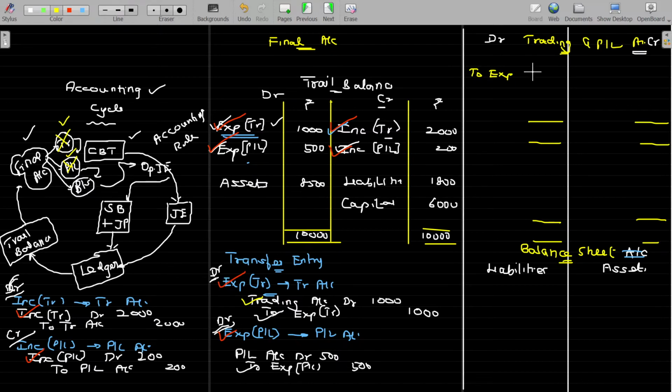Isn't it? The value being 1000. And here in the second entry, the leftover item is P&L account. In P&L account, two expenses. The value being 500.